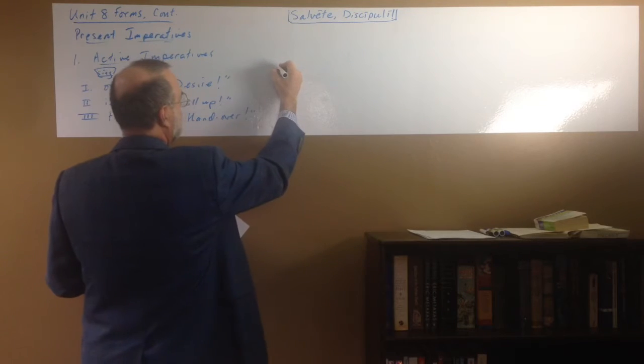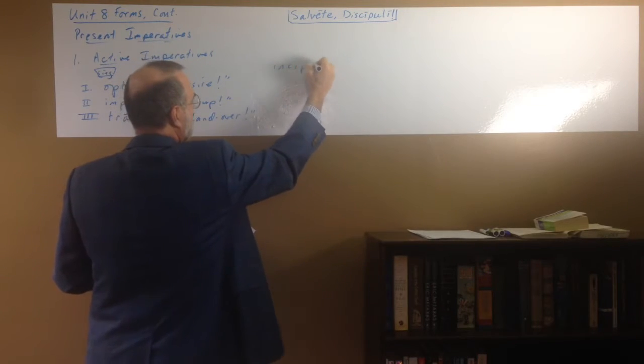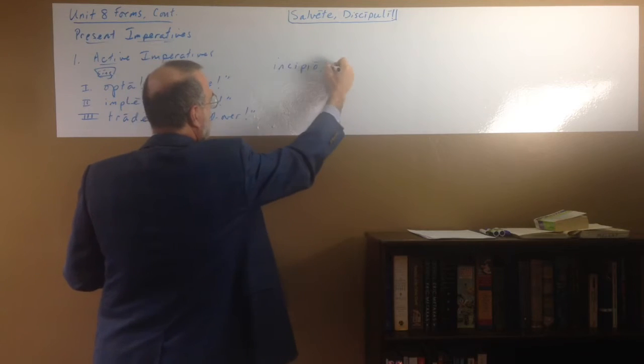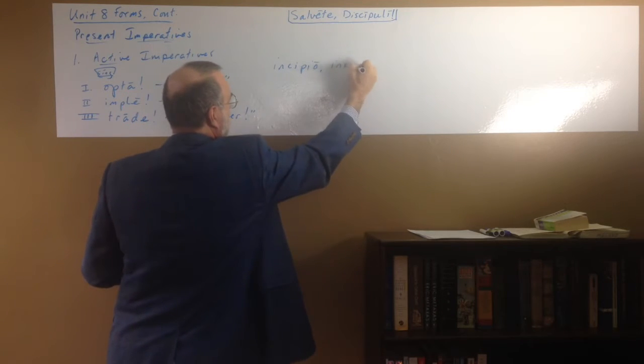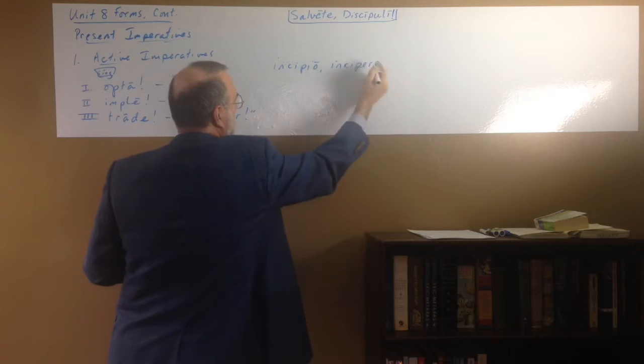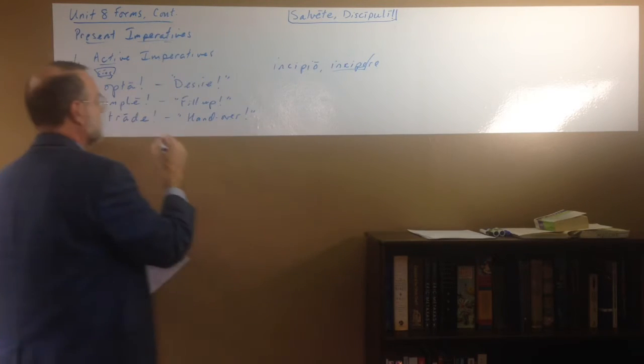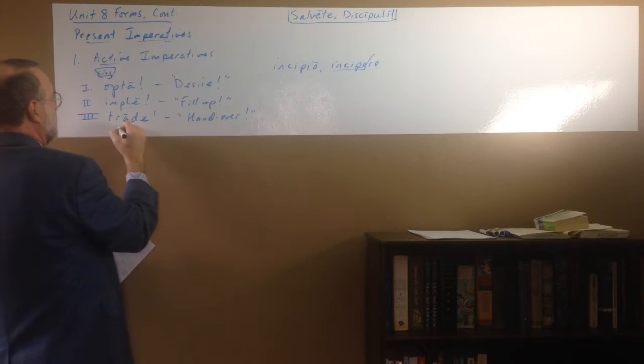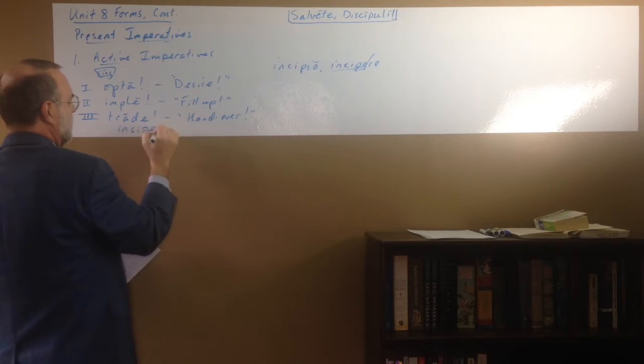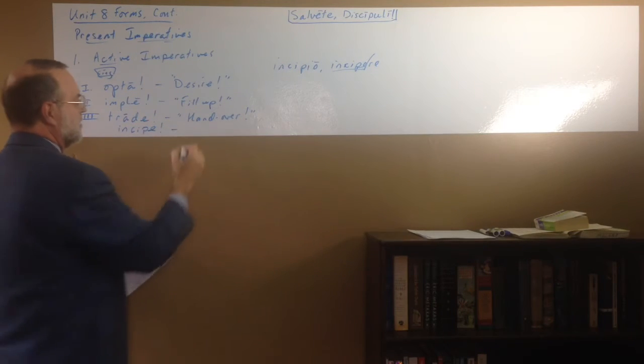Third IO is going to be identical. Let's use incipio, incipere. There's your present stem. So incipe, begin.